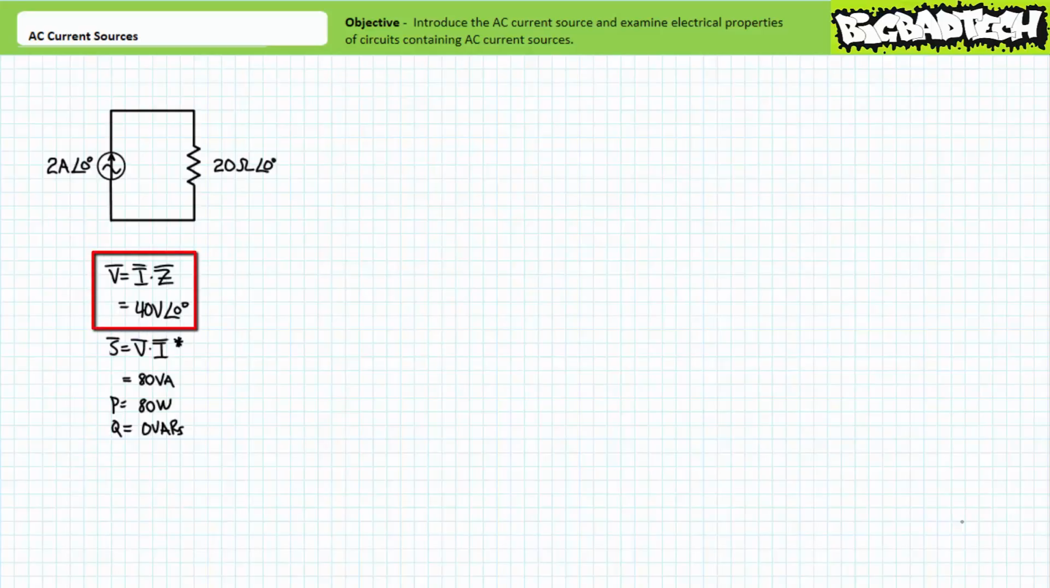With 2 amps at an angle of 0, traveling through an impedance of 20 ohms at an angle of 0, an application of Ohm's law shows us the voltage drop across it will be 40 volts at an angle of 0 degrees. An application of the AC power formula demonstrates the AC current source is delivering 80 volt amperes of apparent power, of which 80 watts is directed towards real power and 0 VARs towards the reactive interchange.